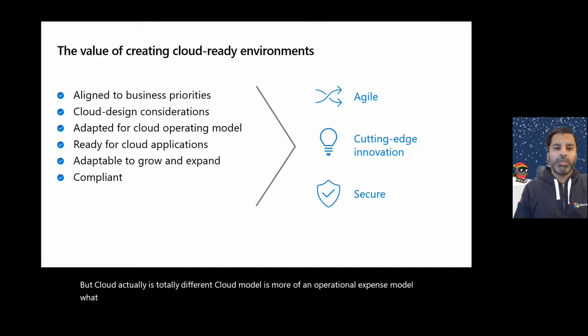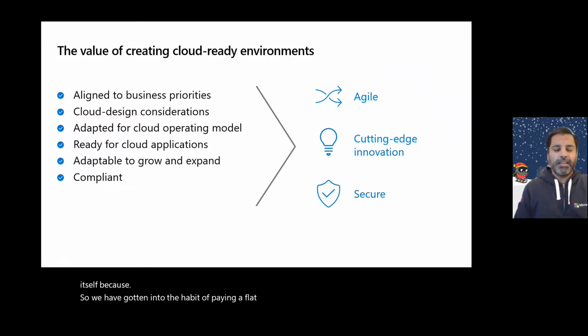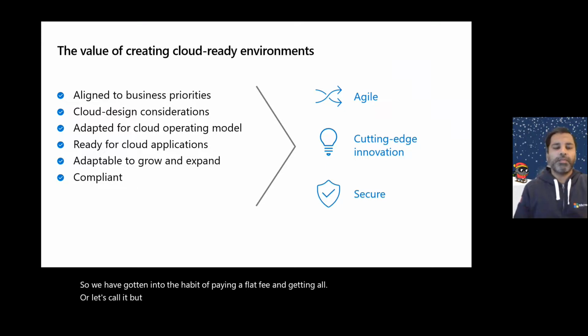What that means is you only pay for what you consume, which sometimes is a challenge by itself, because we have gotten into the habit of paying a flat fee and getting all, let's call it a buffet, if you will: pay one flat fee and then eat it all. Netflix is a perfect example. You pay a flat fee and then it comes back to you with unlimited content. So you're not paying for other content.